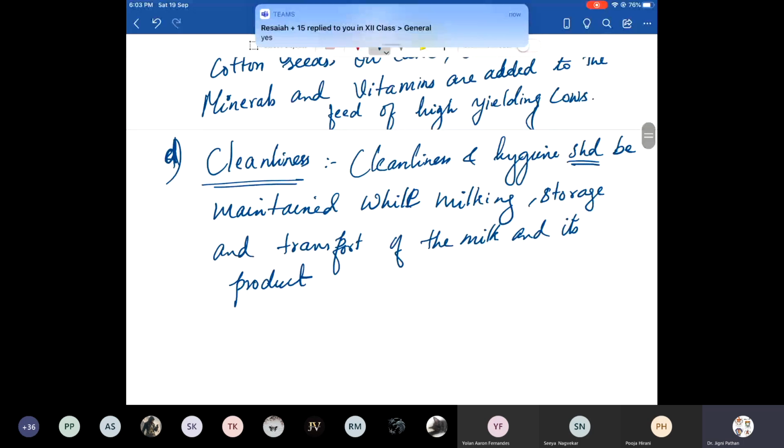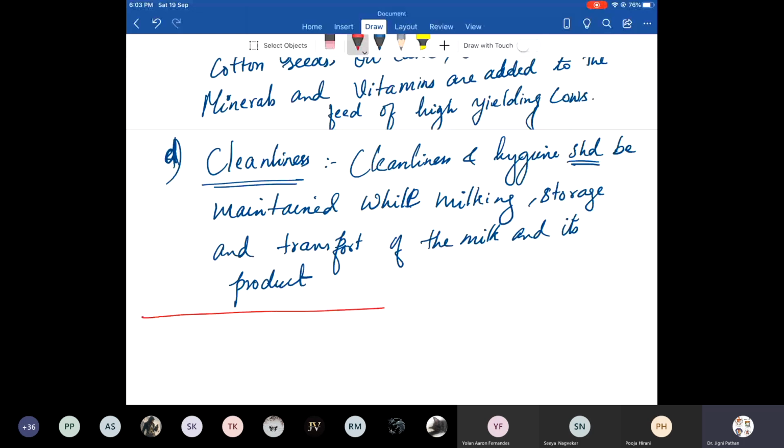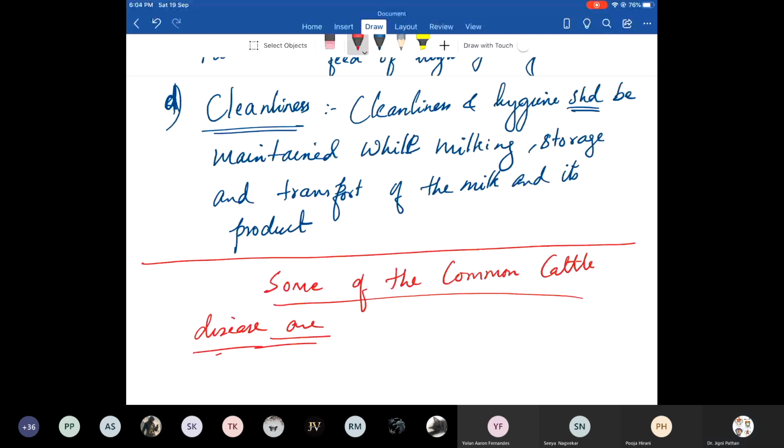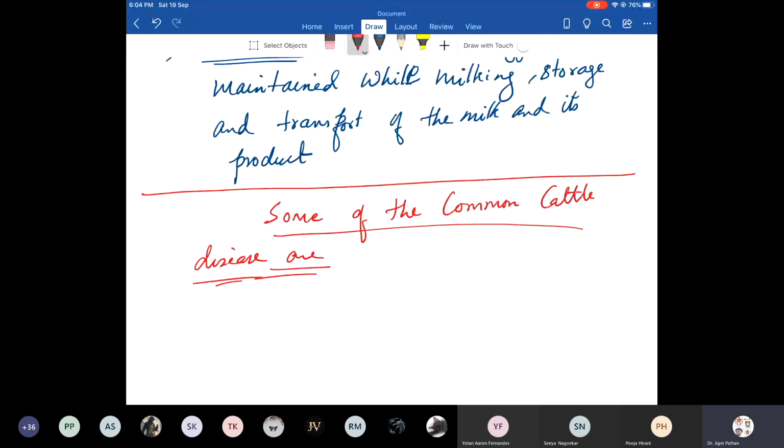Some of the common cattle diseases. Now we'll be discussing some of the common cattle diseases. Whatever is required for this chapter will be covered here. Everything required from the exam point of view and the board point of view will be covered. So the first disease, foot and mouth disease. Heard about foot and mouth disease in cattle?